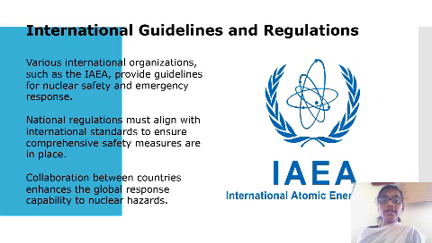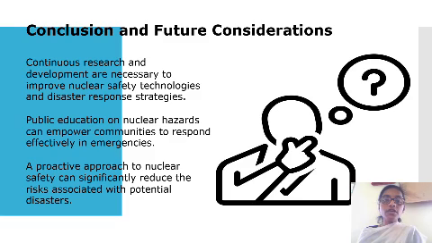Next, we are moving to international guidelines and regulations. Various international organizations such as the IAEA provide guidelines for nuclear safety and emergency response. National regulations must align with international standards to ensure comprehensive safety measures are in place. Collaboration between countries enhances the global response capability to nuclear hazards.